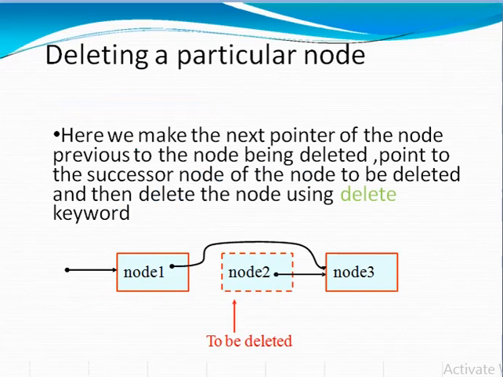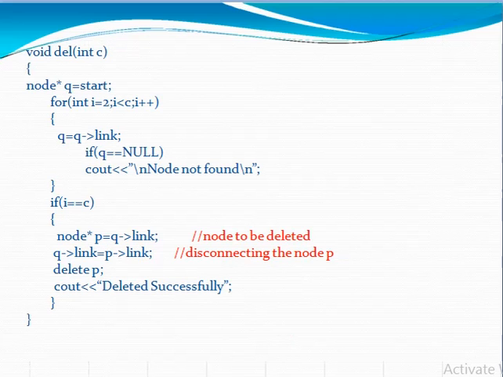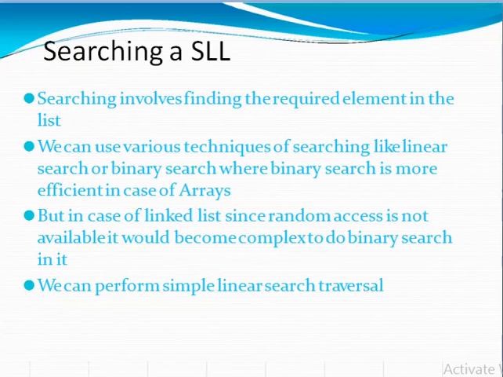Next is deleting a particular node. Of course, if we want to delete a node at an intermediate position, we have to change the address of both the nodes, which is present earlier and which is present afterwards. Here we make the next pointer of the node previous to the node being deleted point to the successor node of the node to be deleted, and then delete the node using the delete keyword. Successor node we have to change. This is the simple code for deleting the node at an intermediate position.